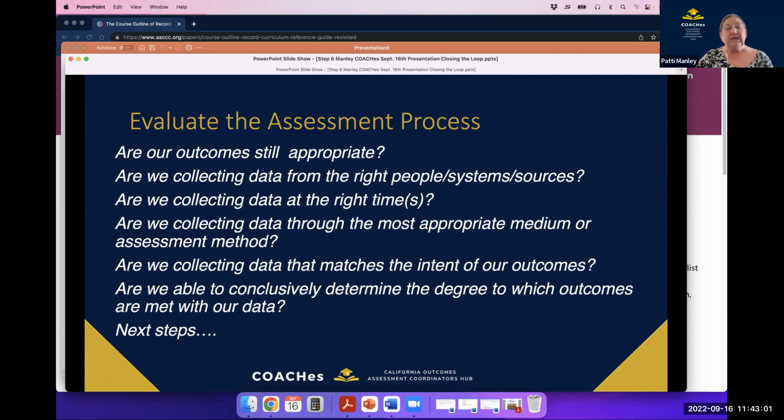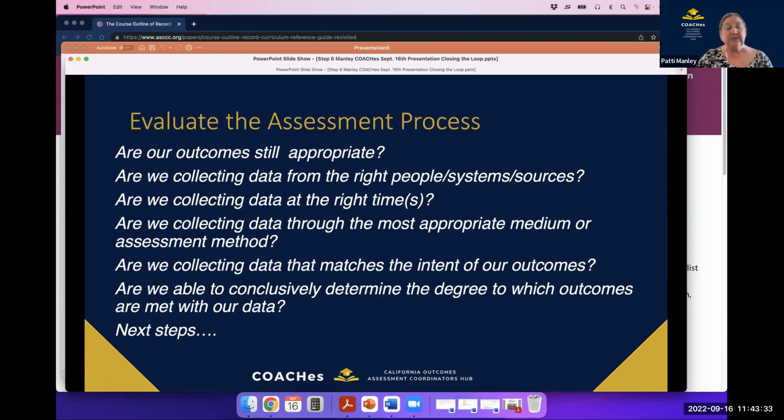You should also be looking at, are you collecting data from the right people, in the right system, and the right source? Are you collecting data at the right time? If you're just doing those formative assessments once and you don't go back and look at them again, then maybe you're not collecting data at the right time. If you're collecting data but you haven't taught the content or the skill yet, then you're not collecting data at the right time. Are you using the best or the most appropriate assessment method?